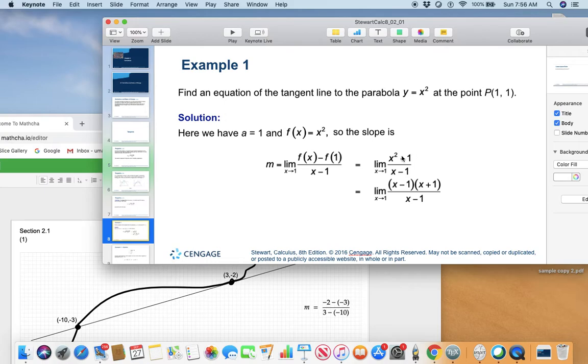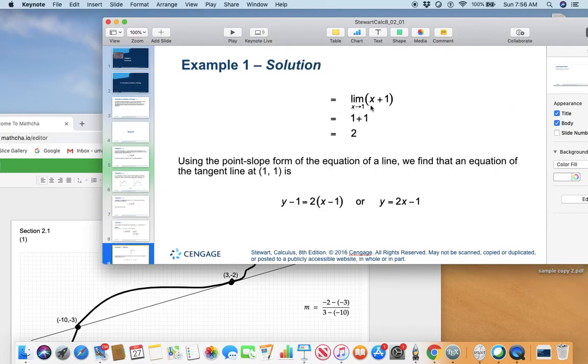So this factors as (x minus 1)(x plus 1). x minus 1 cancels. You are left with x plus 1. The limit as x approaches 1 is 2. So 2 is the slope. You already knew the point was (1, 1). So y minus the y coordinate equals the slope times (x minus the x coordinate). That is the equation of the tangent line.